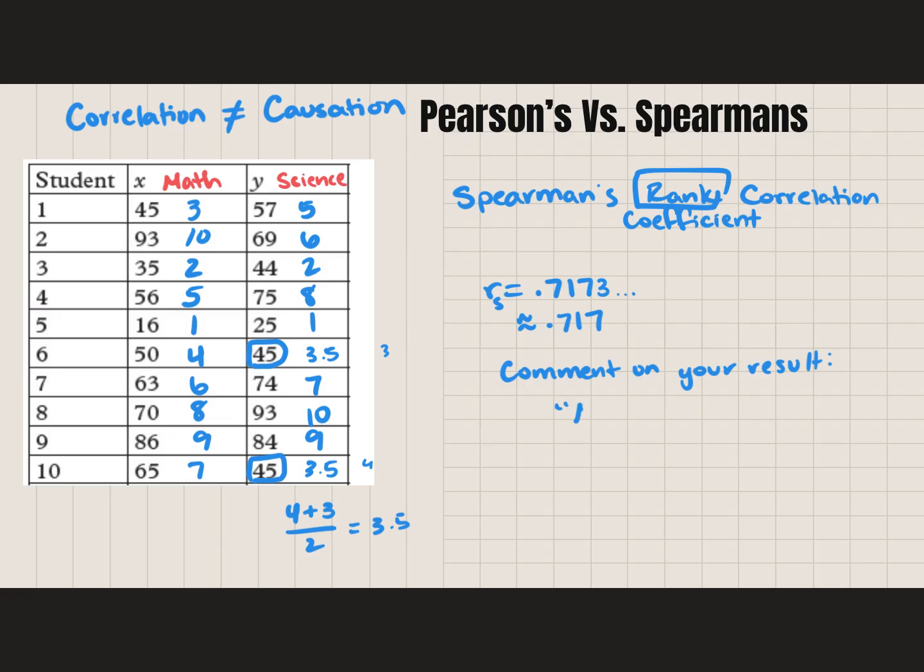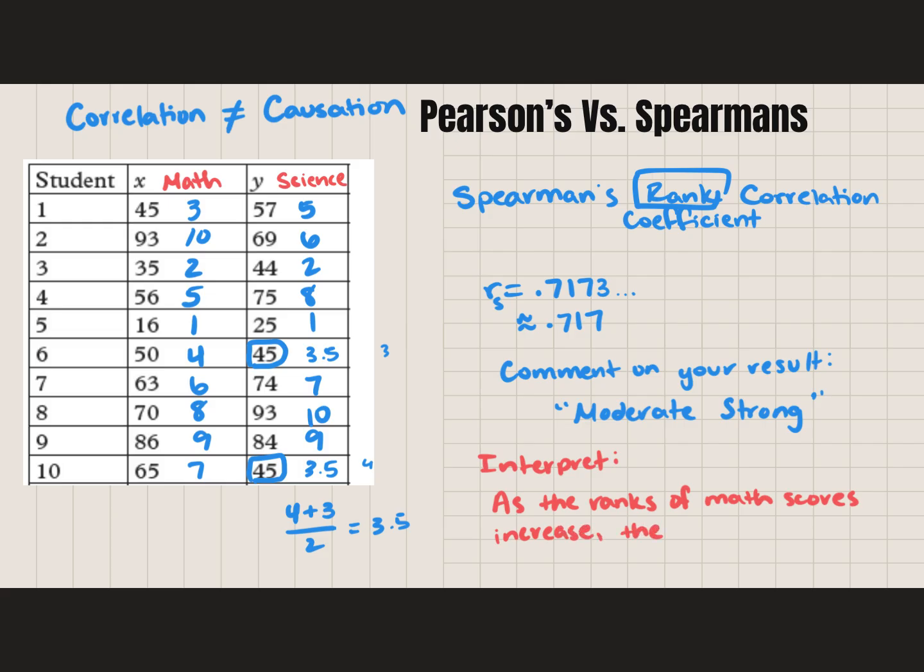In this case, it would be a moderate, strong correlation. And if they asked me to interpret, it's a very similar sentence that I would write. I would have to throw in the word rank though, because I did rank everything. So as the ranks of math scores increase, the ranks of science scores tend to increase.